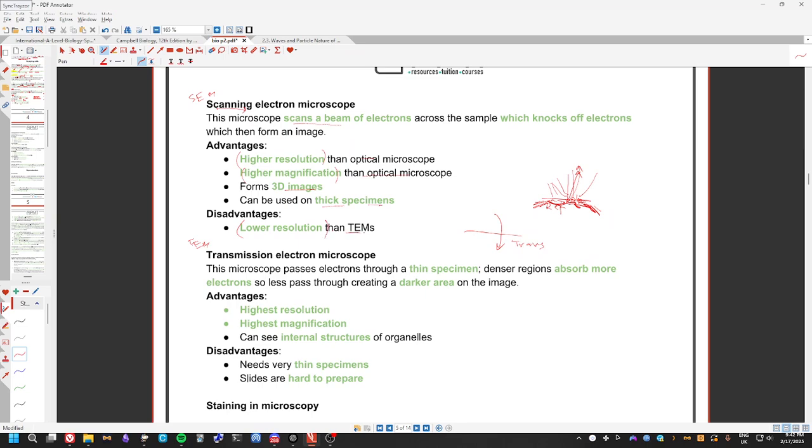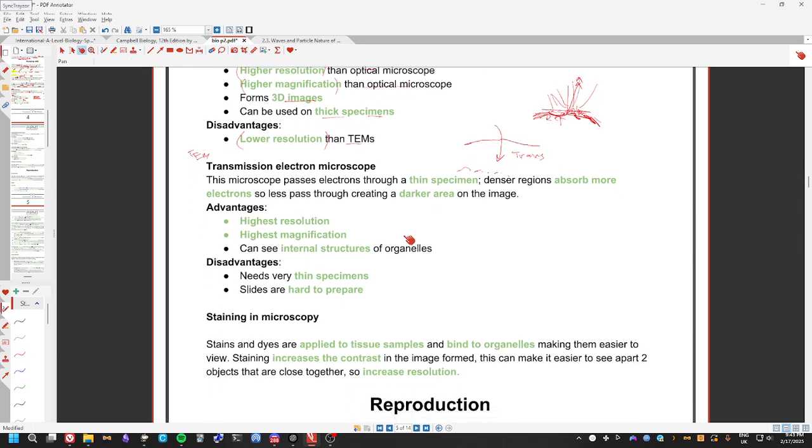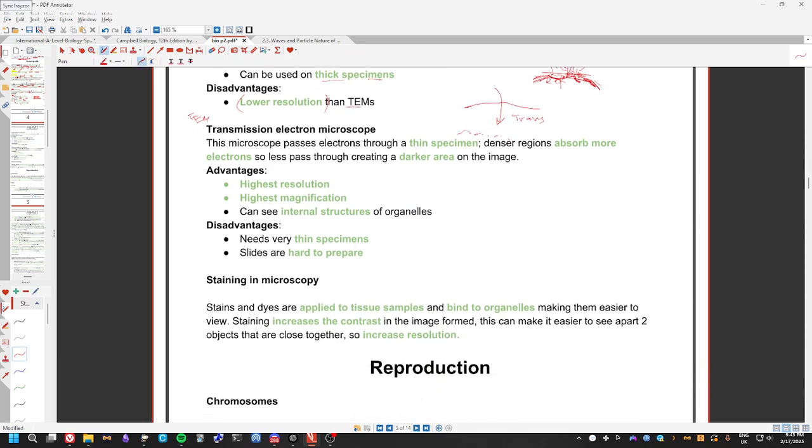Lower resolution than TEMs because, of course, if you're going into it, then you can see the more minute details, so it'll be a lower resolution because we're only seeing the surface on the SEMs. So TEMs pass electrons through a thin specimen, hence the word transmission. Denser regions absorb electrons, and so less pass through, creating a darker area on the image, right?